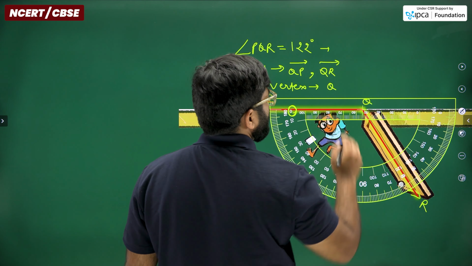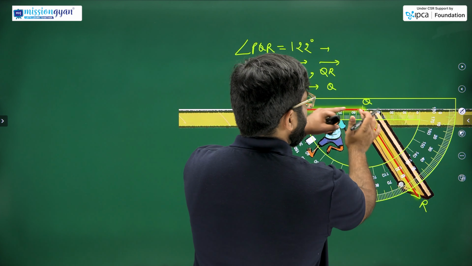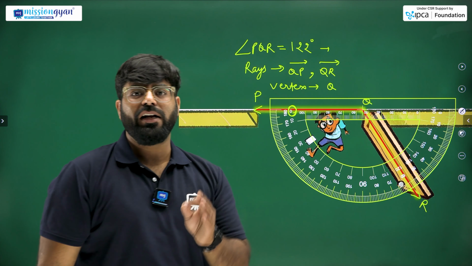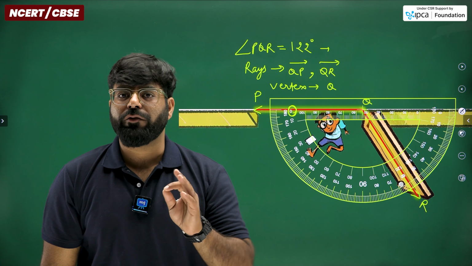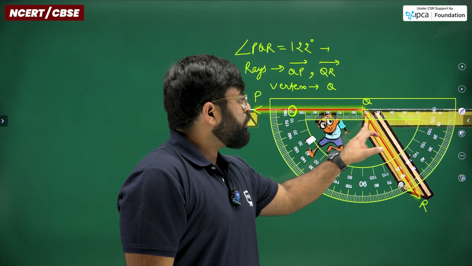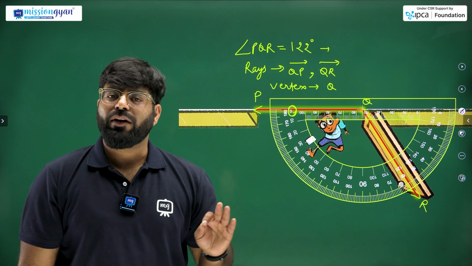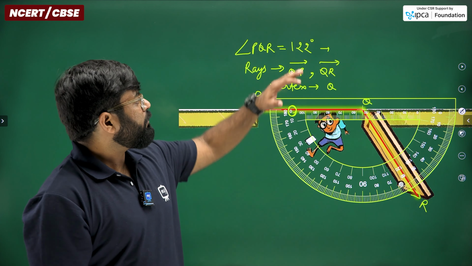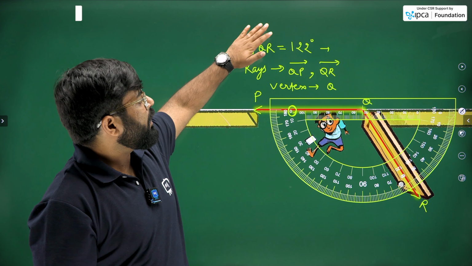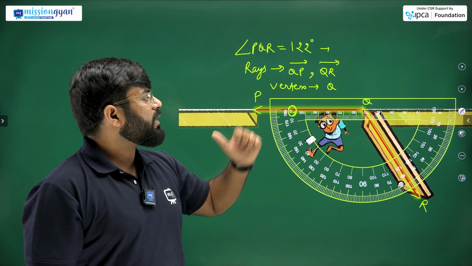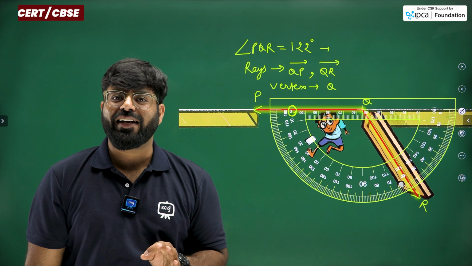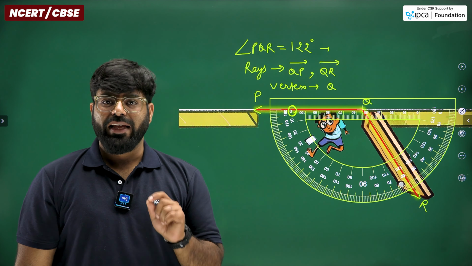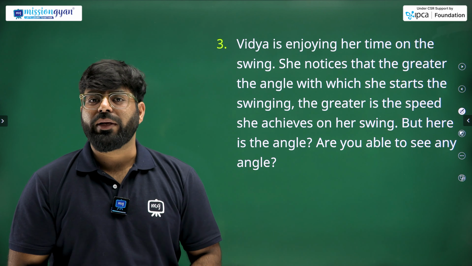The vertex is Q, because both the rays are meeting at this point. Where the angle is formed is called the vertex of the angle. So at Q the angle is getting formed, so we can call Q the vertex of this angle. Is that clear? So we have told the measure of the angle, how many rays there are, and what the vertex of this angle is. I hope you have understood. If yes, then let's check the next question.